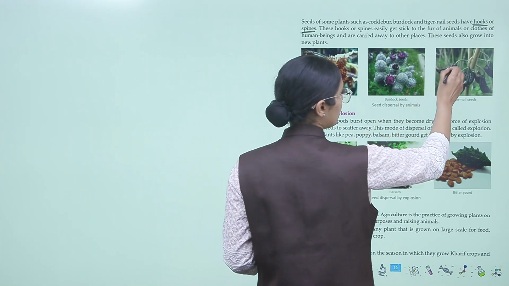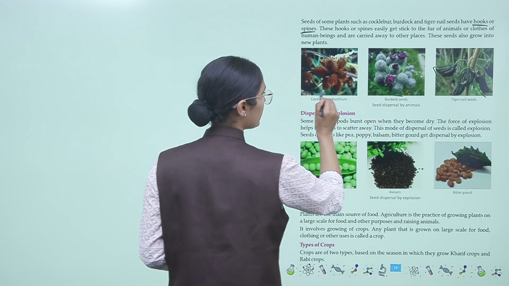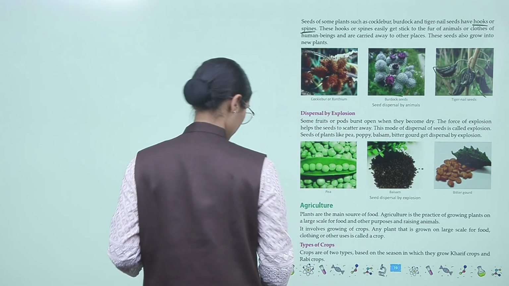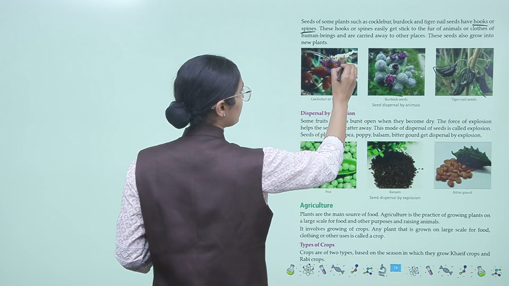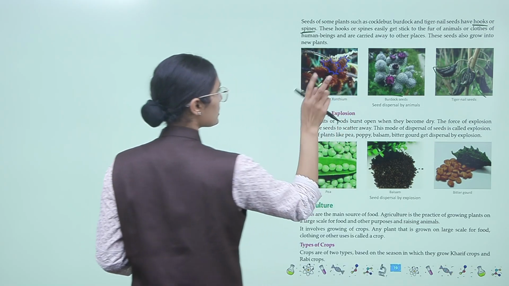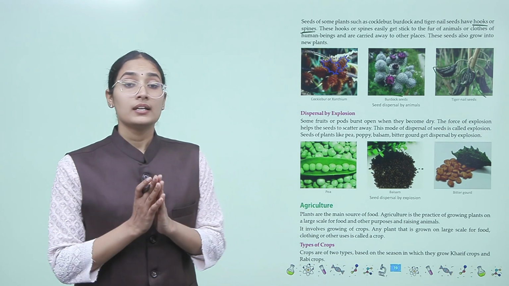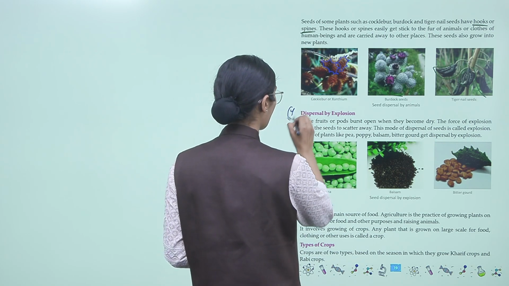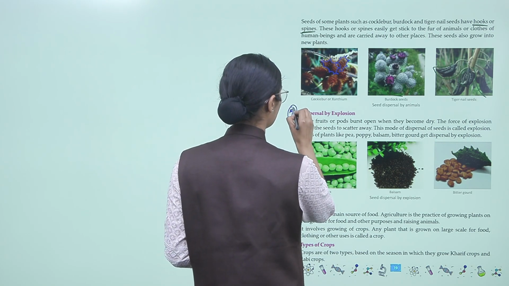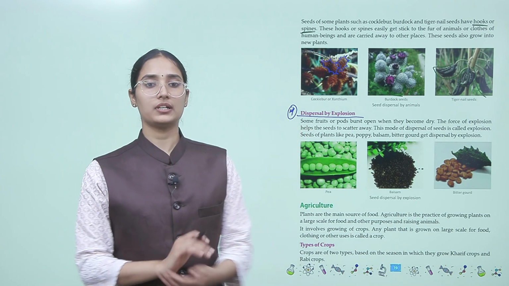So, can you see these types of seeds? Can you see these seeds? How different they are? Anything that has spines will naturally stick to another thing, right? The next method is through explosion. So, dispersal by explosion, right?